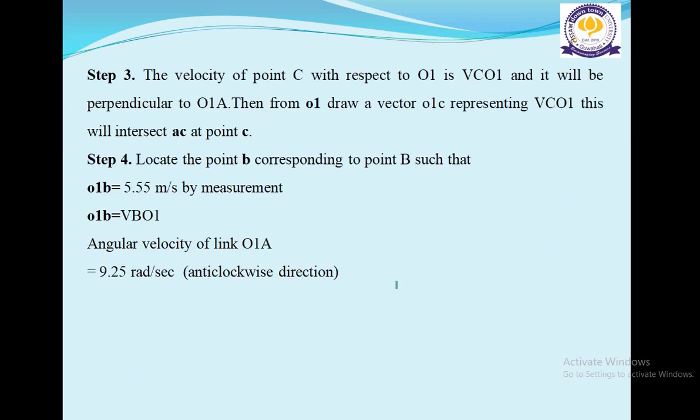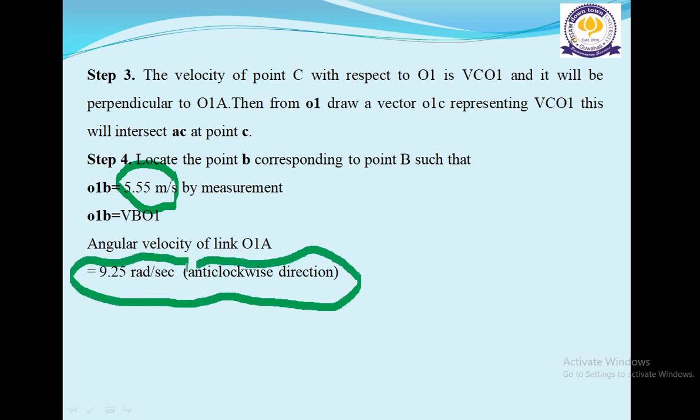Step 4: locate the point B corresponding to point capital B such that O1B is equal to 5.55 meter per second by measurement, and O1B is equal to VBO1. The angular velocity of link O1A is equal to 9.25 radian per second in the anti-clockwise direction. So we have got the angular velocity as 9.25 radian per second.